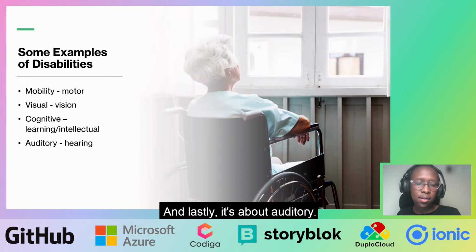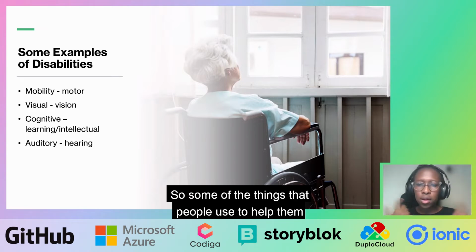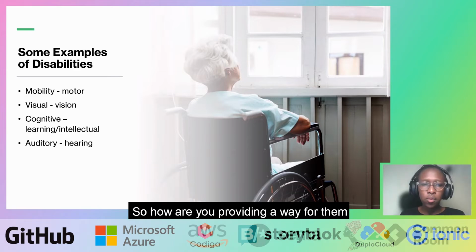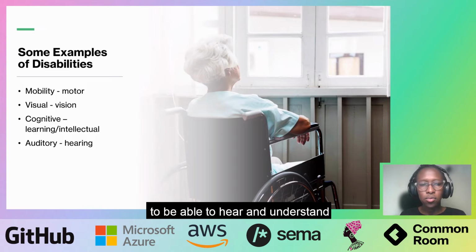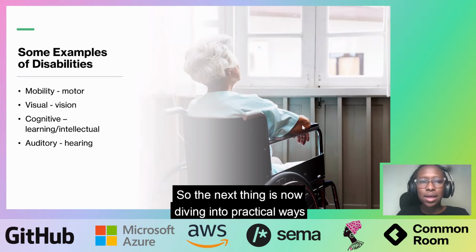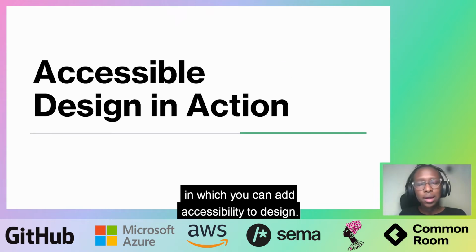And lastly, it's about auditory. Auditory is all about hearing, speaking, being able to hear from what people are saying. So some of the things that people use to help them in hearing are things like hearing aids. So how are you providing a way for them to be able to hear and understand what's being said, being able to understand everything?